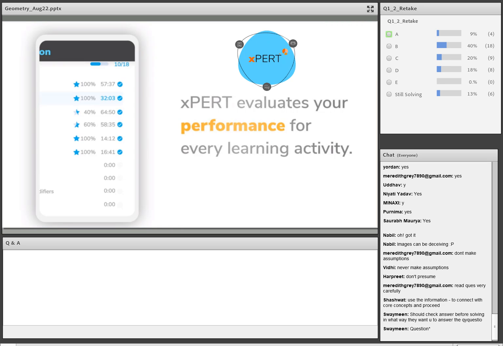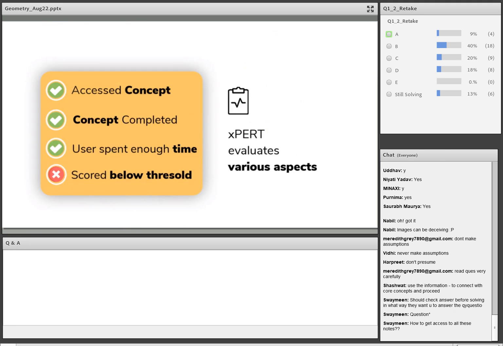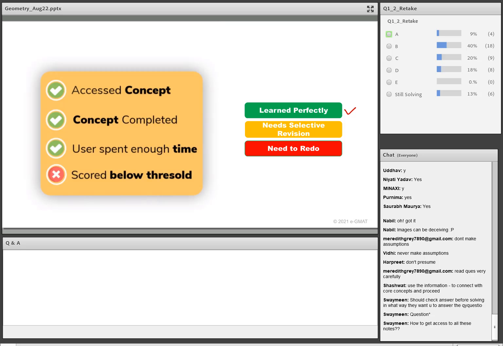The expert architecture evaluates your performance for every learning activity and gives you feedback. For example, it will tell you that yes, you've learned properly, or you have learned fine but there are certain areas you need to revise, or no, you have not learned well, you need to redo your files.